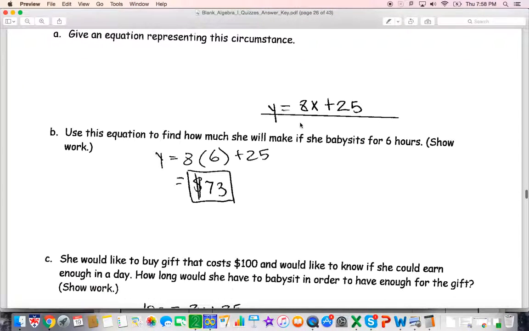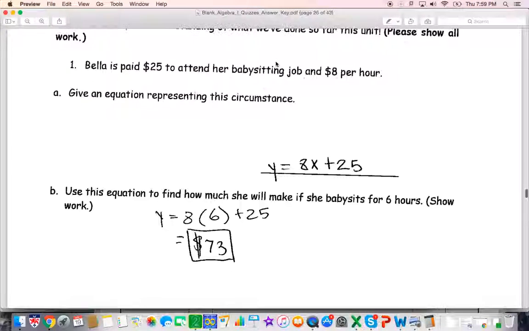All right, so now you can actually use this equation to figure out how much she will earn if she's working for a certain amount of time. When you made this equation, x is for the hours that she worked and y is for the money that she earned. So if she's working for 6 hours, we can substitute 6 into the equation and figure out what y would be. Working for 6 hours, we calculate this and see that she'd earn $73.